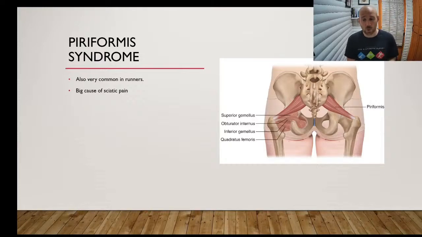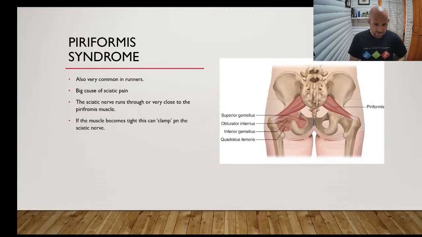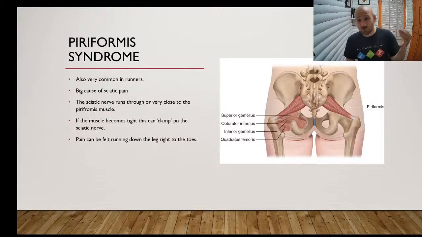It is a big cause of sciatic pain for the reasons I've said, that the sciatic nerve runs very close to or actually straight through that piriformis muscle. So if it tightens, it can clamp on that sciatic nerve. And if the muscle becomes tight, it clamps, as I said. Pain can be felt running right the way down the leg.